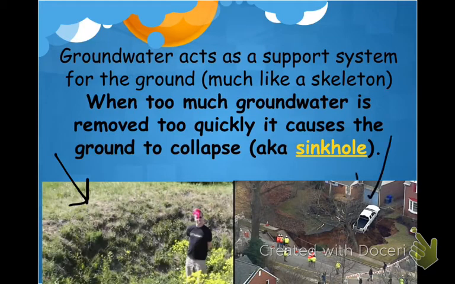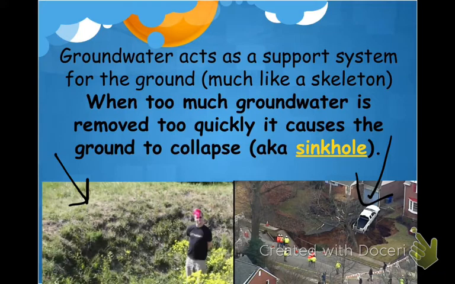Over here, this is also a sinkhole, but the water that left the ground caused the ground to sink very drastically and create a huge sinkhole. So never stand in a small sinkhole because you don't know if it will get turned into a larger sinkhole. So the way you get a sinkhole is if you have too much water that's removed too quickly.